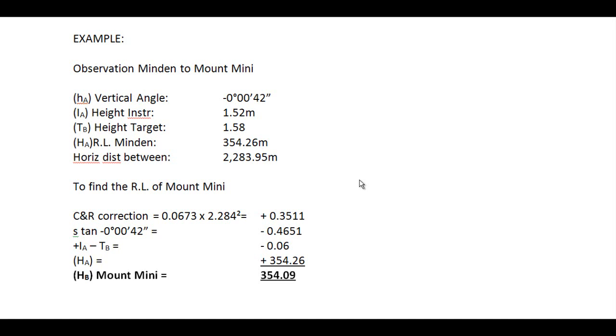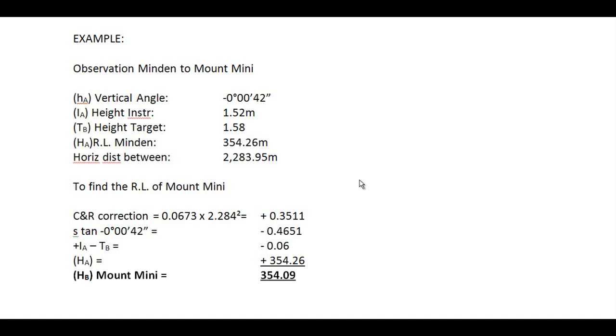So to find the RL of Mount Minnie, the curvature and refraction correction would be equal to 0.673 times 2.284, rounding to the nearest metre and converting to kilometres, and that would give a value of 0.3511. Notice that we've kept that at 4 decimal places just to retain accuracy throughout the calculation. Now S tan 0 degrees 0 minutes 42 seconds equals negative 0.4651 plus the instrument height minus the target height at Mount Minnie is a negative 0.06.